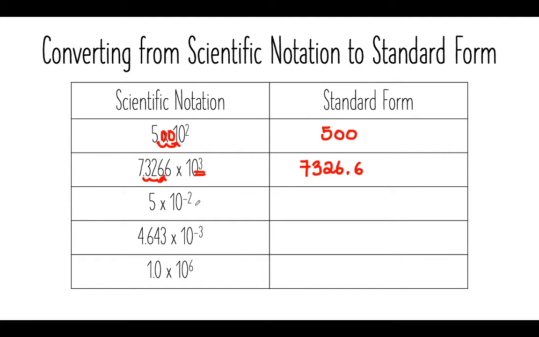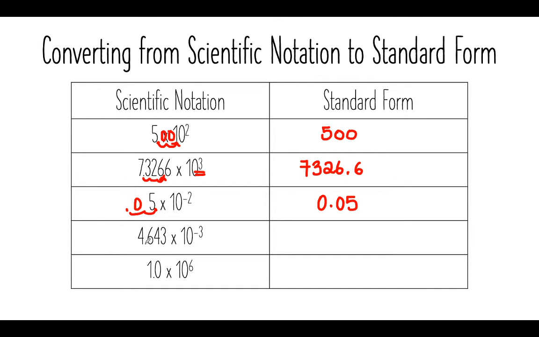Now, say you have an exponent, or the 10 to the exponent, that is a negative number, so 10 to the negative 2. My decimal is still immediately after the 5, but this time, because the number is a negative exponent, I'm going to be moving it to the left. 2 spots specifically to the left. So 1, 2. And just like earlier, if I don't have a number there, I can just put a 0. So my standard form, this number is going to be 0.05.